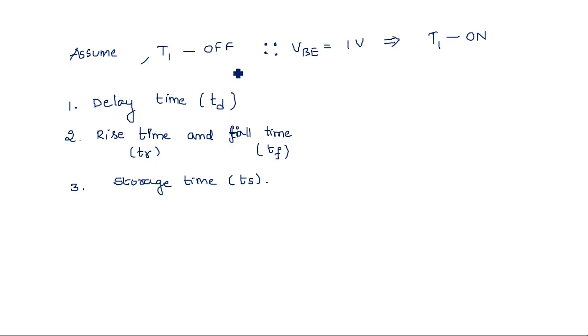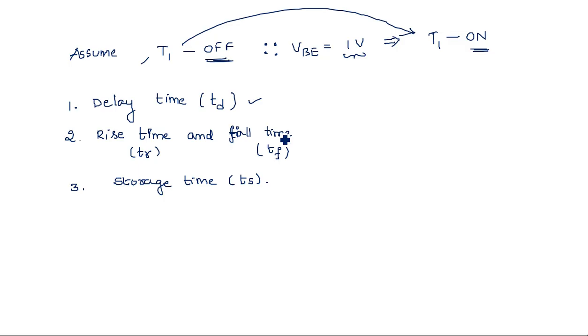So here also the transistor is initially in off state, but if you want to make this on, you are giving a supply of 1 volt, but the transistor should realize that it should turn on. So the time taken by the transistor to realize or to respond to the input voltage is nothing but your delay time.